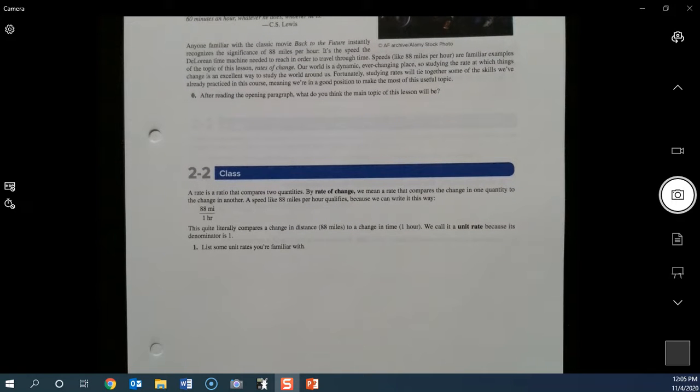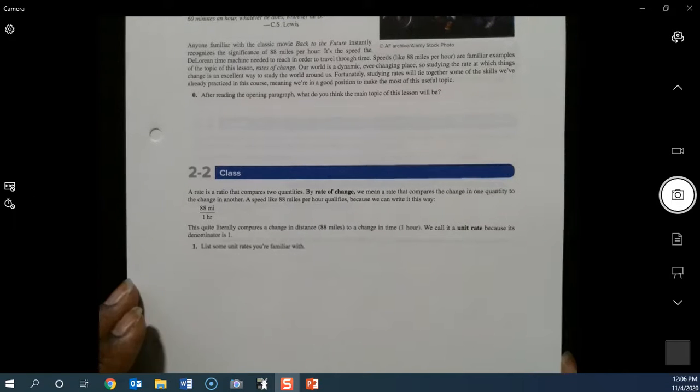It says a rate is a ratio that compares two quantities. By rate of change, we mean a rate that compares the change in one quantity to the change in another. A speed like 88 miles per hour qualifies because we can write it this way: 88 miles divided by 1 hour. This quite literally compares a change in distance, 88 miles, to a change in time, 1 hour. We call it a unit rate because its denominator is 1.